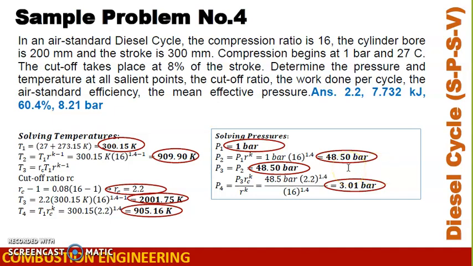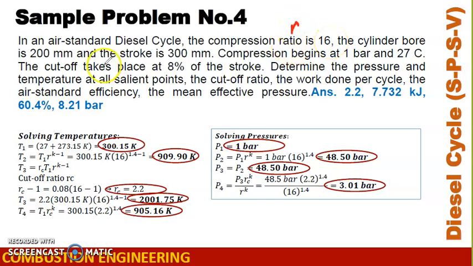So this is problem number 4 of diesel cycle. We're given an air standard diesel cycle. The compression ratio is 16. So this one is our R.